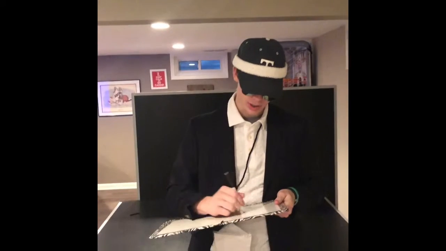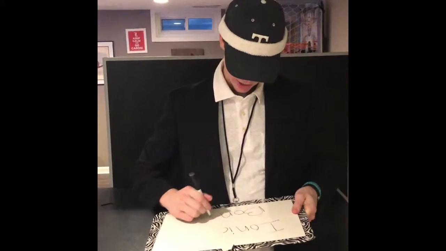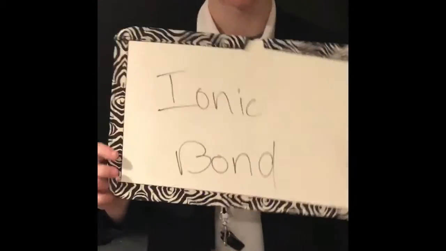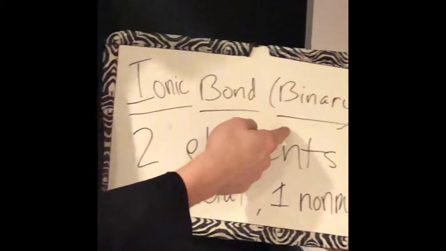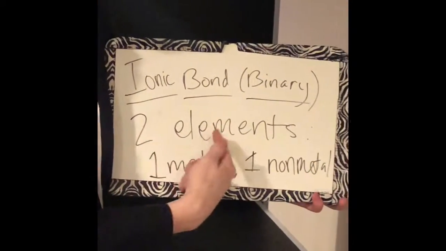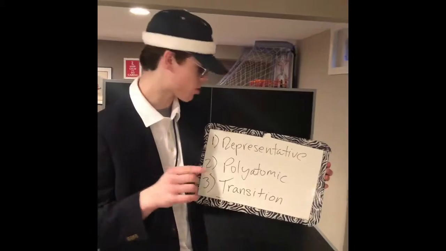Alright boys, today we're going to be learning the ionic bond route concept. But coach, what's an ionic bond? Well, you see, son, an ionic bond, specifically a binary one, is two elements, one metal, one non-metal. That's how we run it. Well coach, how do we run that? Well, you see here, son, there's more than one route to this route tree.